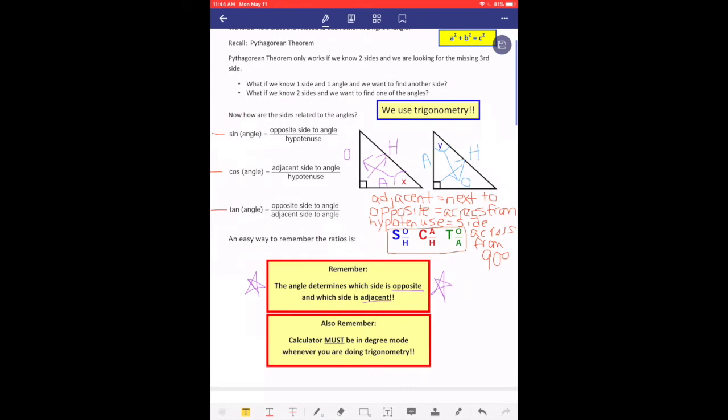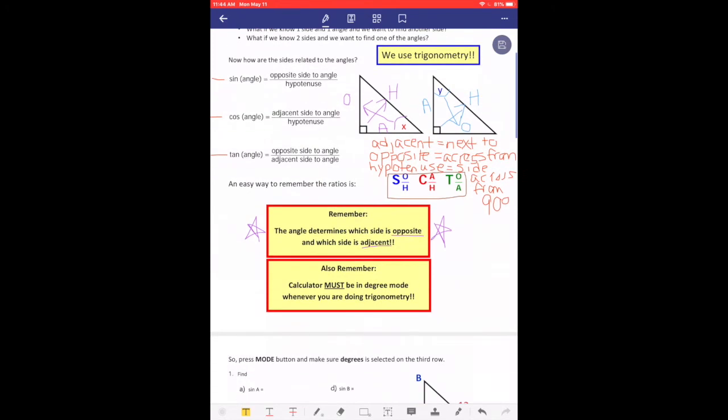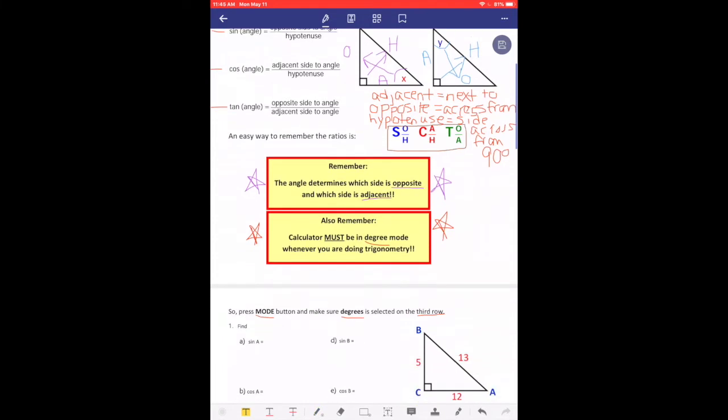Also remember that the calculator must be in degree mode whenever you are doing trigonometry. So in order to get that in degree mode, you're going to press mode on your calculator, and then in the third row, you're going to make sure degrees is on. In the third row, it either says radians or degrees. So you're going to scroll down to the third row, and scroll to the right where it says degrees and just hit enter so that degrees is selected, because that is what we're going to need to solve these problems.